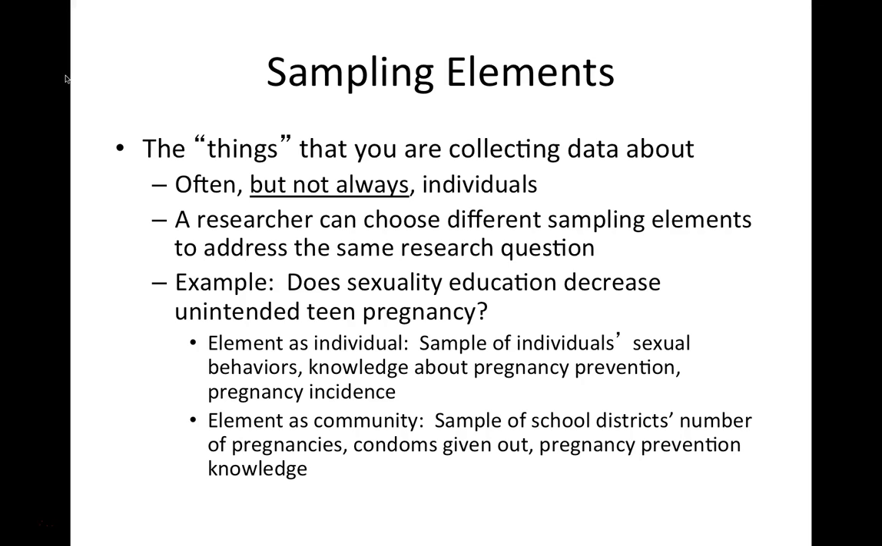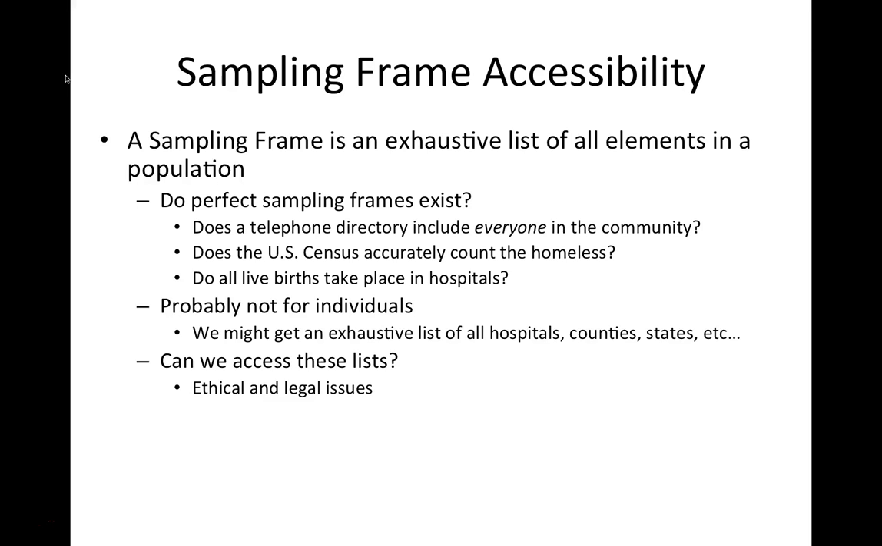Or it may be a sample of school districts' number of pregnancies, condoms given out, pregnancy prevention knowledge within those schools. So we can think a little bit about how we want to break down the elements in our sample. And when we think about sampling frame accessibility, I mentioned some of the ethical and legal issues before, but this sampling frame is really this exhaustive list of all of the elements or all of the people, typically, in a population. And so this largely doesn't exist.